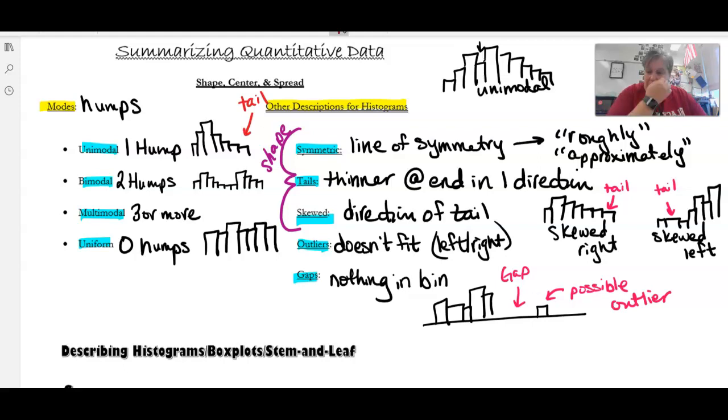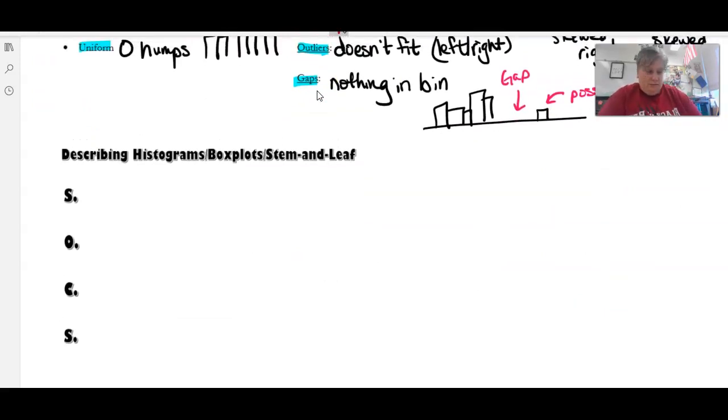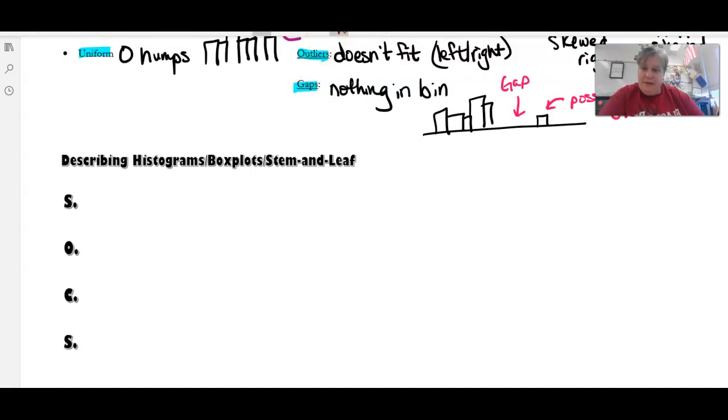Okay. All right, so now when we describe histograms, box plots, and stem and leaf, describing what you see is actually the biggest part in stats. And so we have kind of an acronym. We're going to describe things using SOCS. S stands for the shape. And when we talk about the shape, the things you have to talk about are the humps. So you're going to say whether it's bimodal, unimodal, multimodal, or uniform.